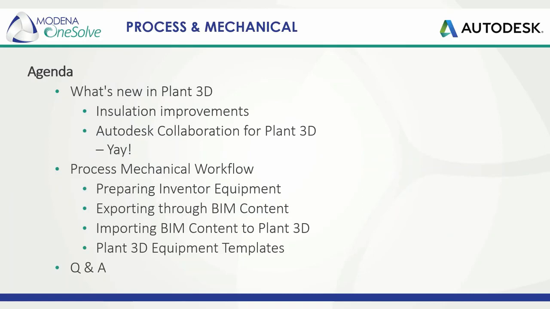To go over the agenda real quick, we'll have a look at some of the new features in Plant 3D, really the installation and Autodesk collaboration. Moving on from that, we'll go into the process mechanical workflow. We'll have a look at preparing our Inventor equipment, working through the BIM content set of tools, leveraging that information inside Plant 3D, and finally utilizing the Plant 3D equipment templates. We will have a Q&A session at the very end.